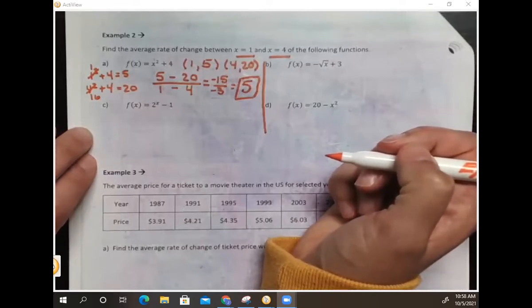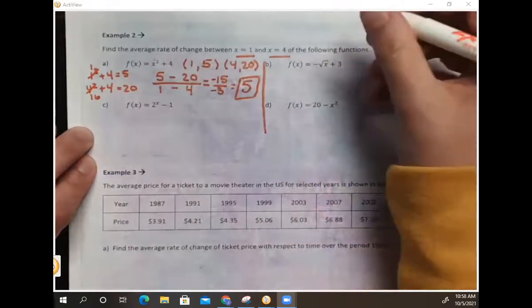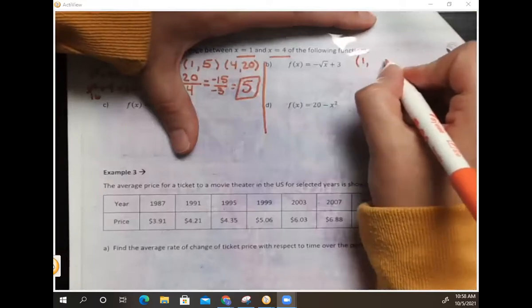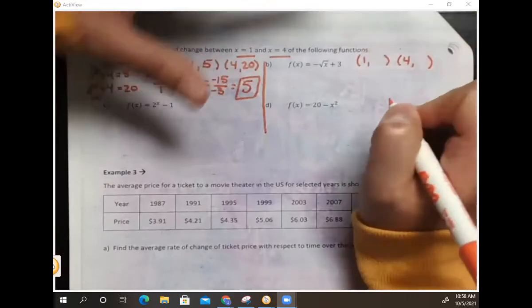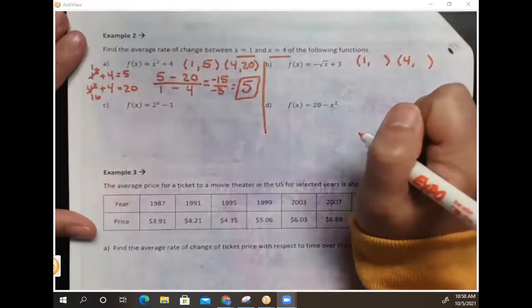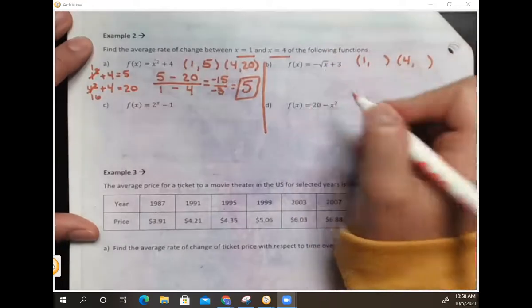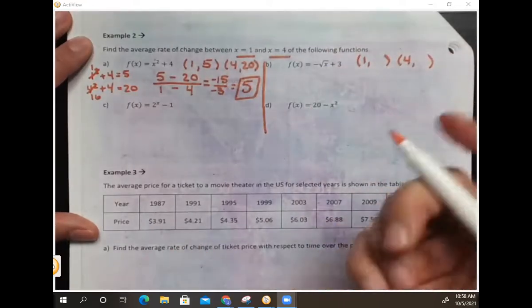Now we're going to do the same thing for b. For b, we've got a new function here. I still want to find 1 comma something and 4 comma something as my points I'm going to use. So I'm going to approach this the same way. I'm going to take my x values, plug them into my function to find my y. We have that sort of added first step here.